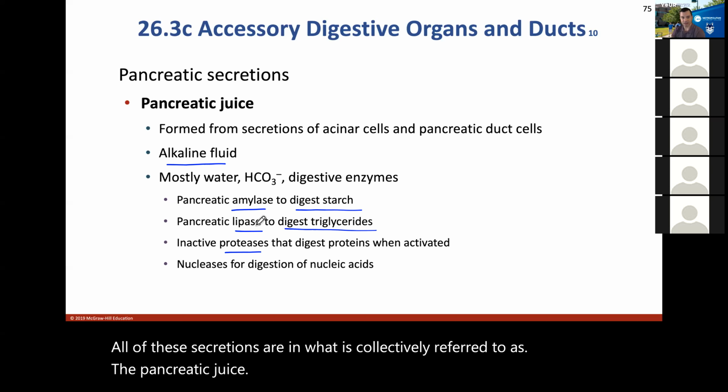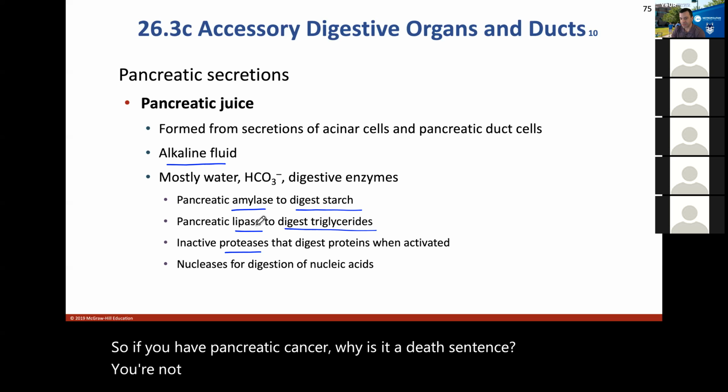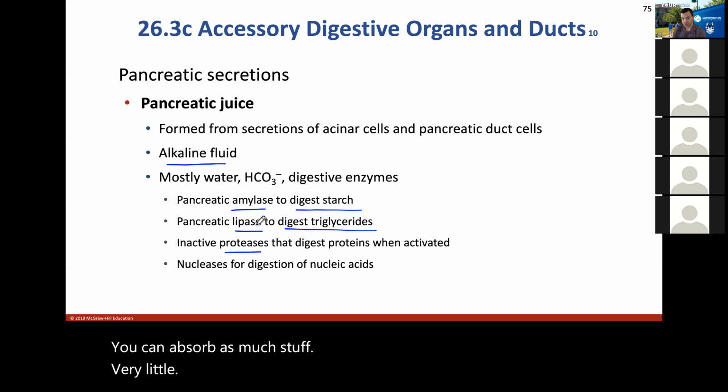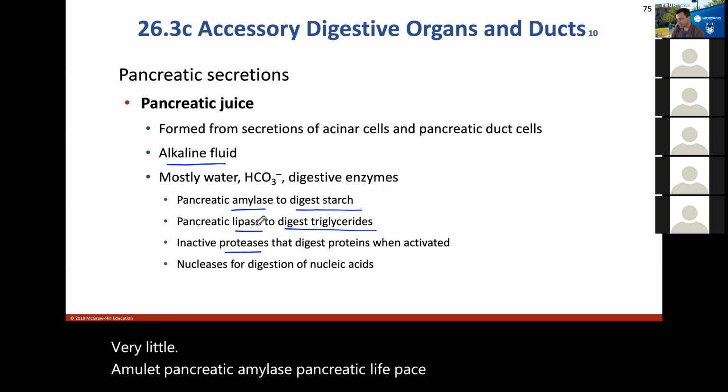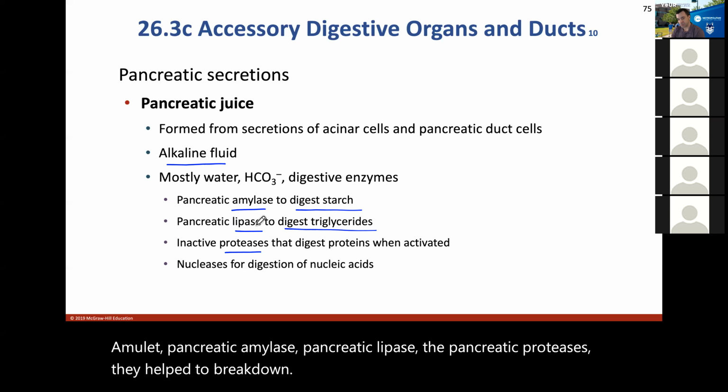So if you have pancreatic cancer, why is it a death sentence? You're not secreting any digestive enzymes. You can't absorb as much stuff. Very little. Severe malnutrition. Pancreatic amylase, pancreatic lipase, and the pancreatic proteases help to break down these things into smaller components.